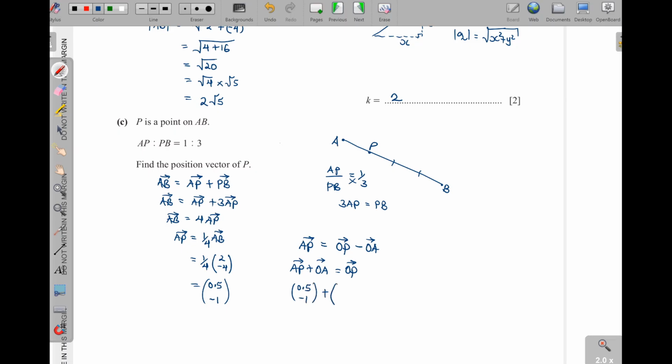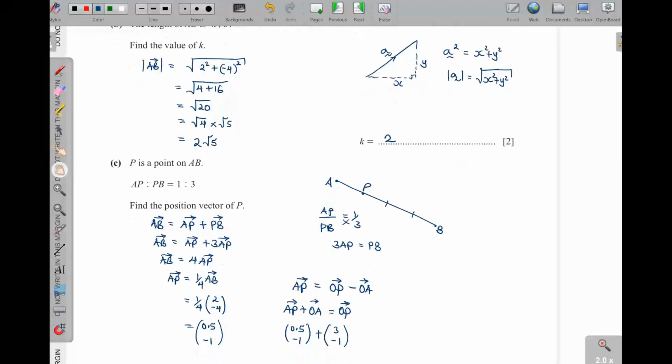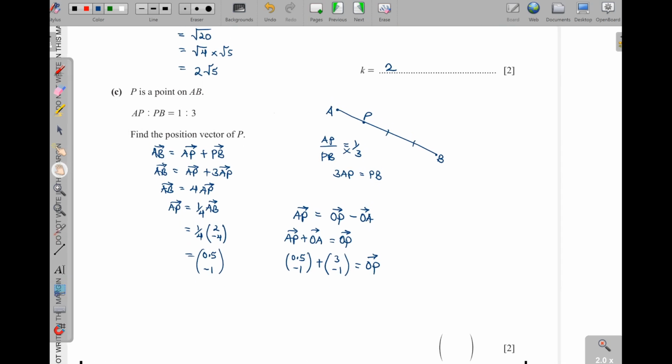What is OA? We have 3. Was it 3, negative 1? Yes, (3, -1). Now 3 plus 0.5, of course you get 3.5, not so? So you have 3.5, and then negative 1 plus negative 1, you get negative 2.